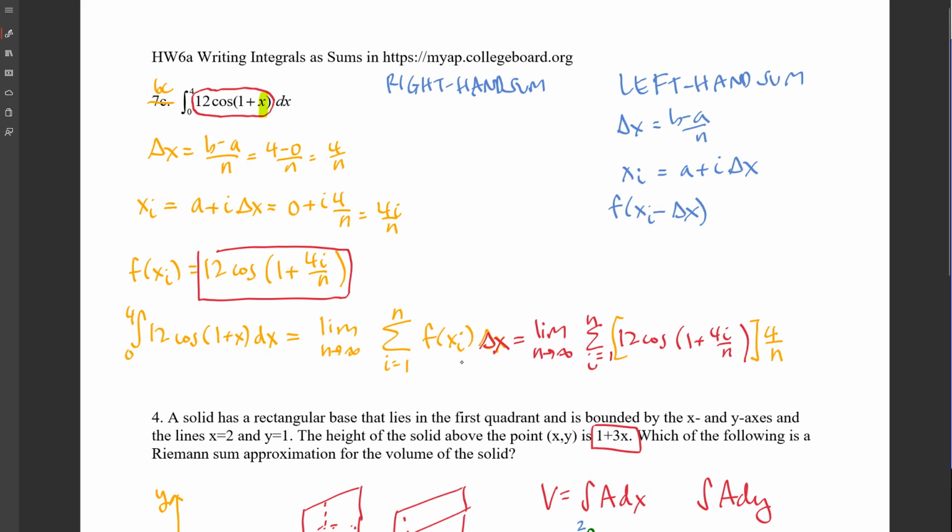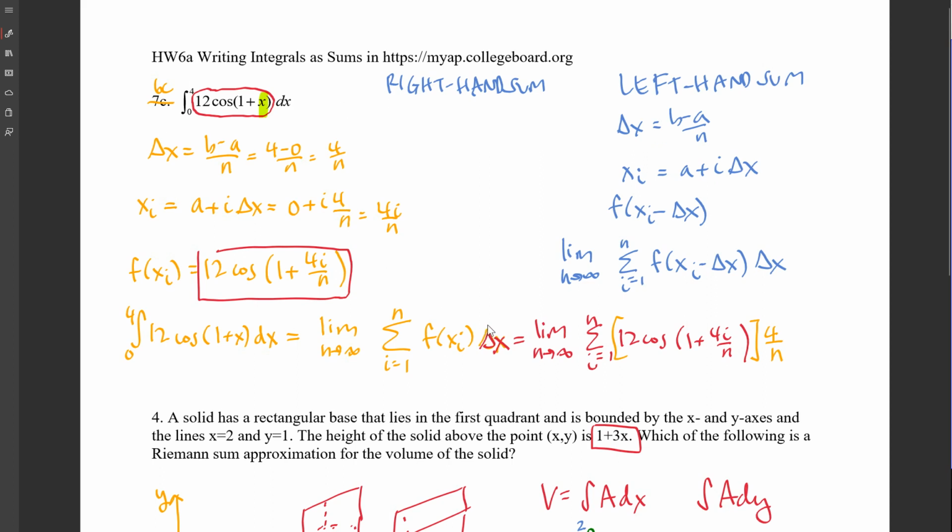And that will help you plug it into the formula, and your formula for a left-hand Riemann sum would still be the limit as n goes to infinity, i equals 1 to n, but now it's f of x i minus delta x times delta x. All right, so just something to keep in mind if they specified a left-hand sum, and I haven't seen it that often. Okay, usually we use the right-hand sum method.